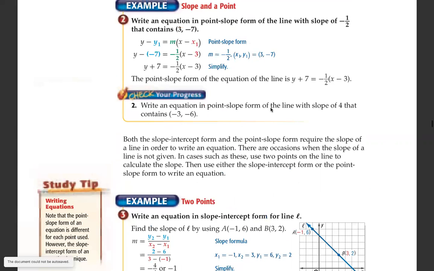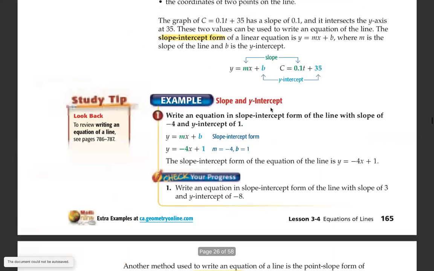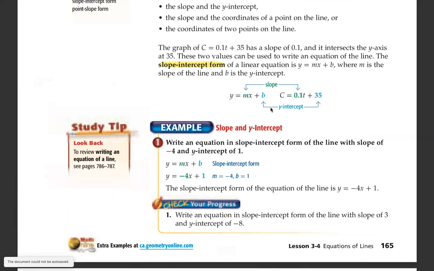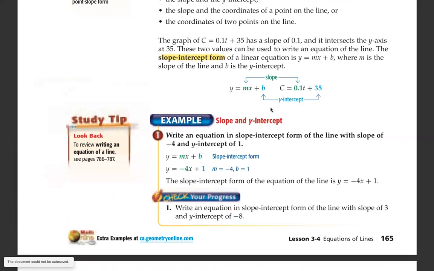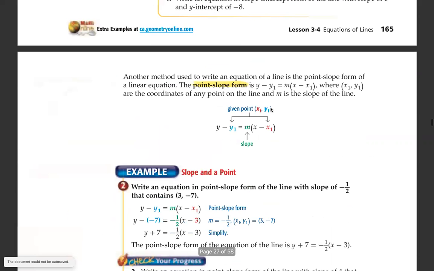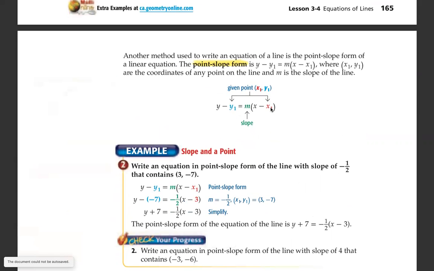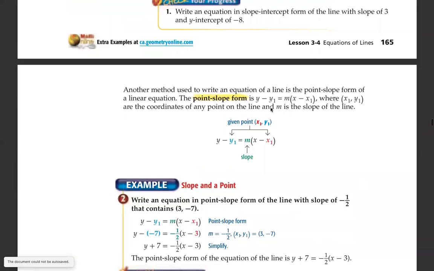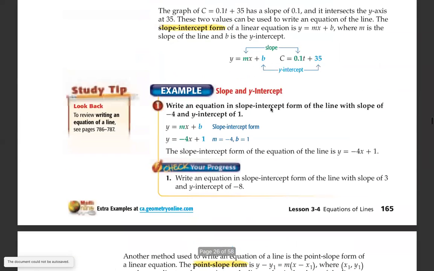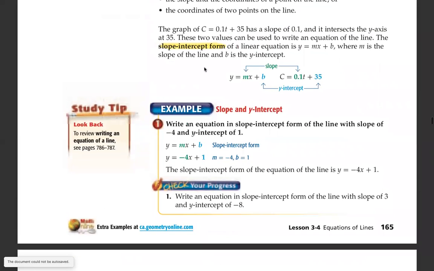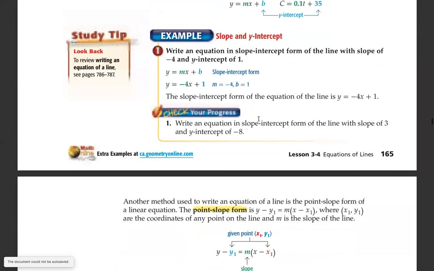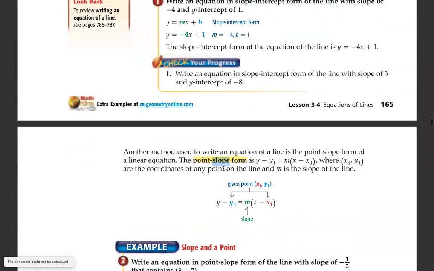So now take note. From the first two examples that we have, slope and y-intercept, slope-intercept form. You're given a slope and the y-intercept. In the second example, you have a slope and a point. You're using point-slope form. So what's common between these two examples? The common is both have a given slope.